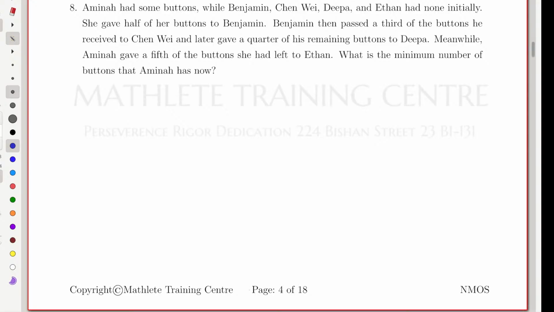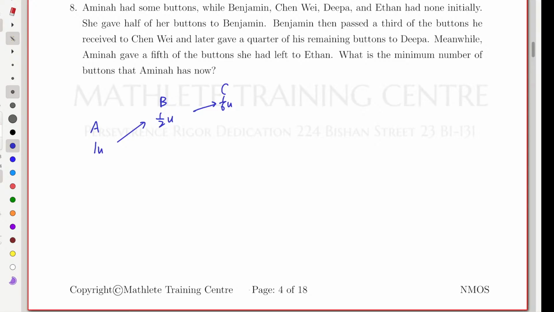So let's try to figure out. What we're going to do is say that Amina at the start had 1 unit. Okay. So what would she do? She would pass half to Benjamin. So Benjamin will be at half units. Now Benjamin then passed 1/3 of the buttons he received to Chen Wei. So 1/3 of half is equal to 1/6. This will go to Chen Wei.